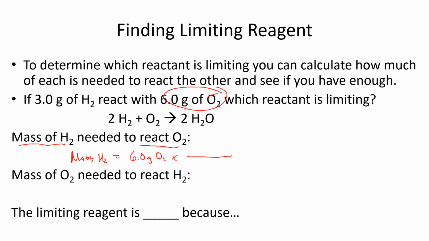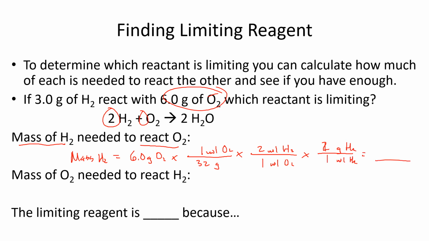We're going to do our stoichiometry. First convert to moles, 32 grams per mole of oxygen. Then we're going to use the mole ratio. There is 1 mole of oxygen for every 2 moles of hydrogen reacting, right? We got our coefficients that we're using there. And then finally, it's hydrogen, so it's 2 grams of hydrogen for every 1 mole of hydrogen, and that should tell us the mass of hydrogen needed.